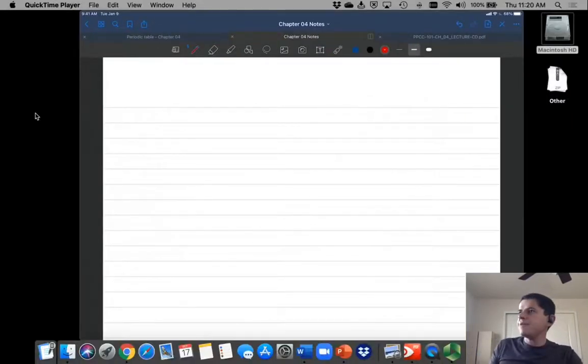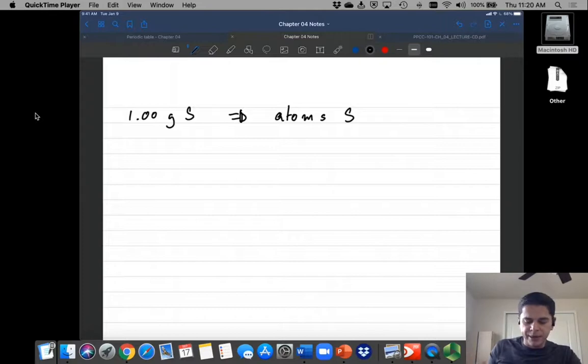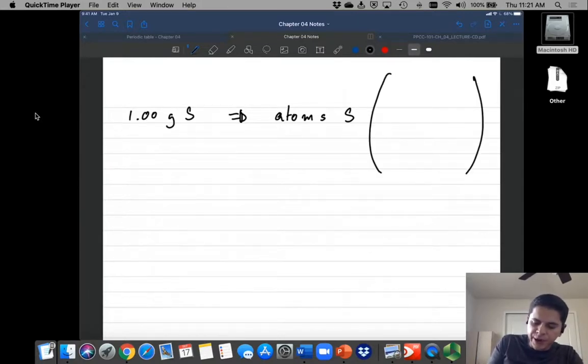And what we have is that we're given 1 gram of sulfur, and the goal is to go ahead and convert it to atoms of sulfur. In the previous case, actually, we went in the other direction, from atoms to grams, in 2 steps. So we're going to need a couple pieces of data, okay? Just go ahead and remind us what they are.